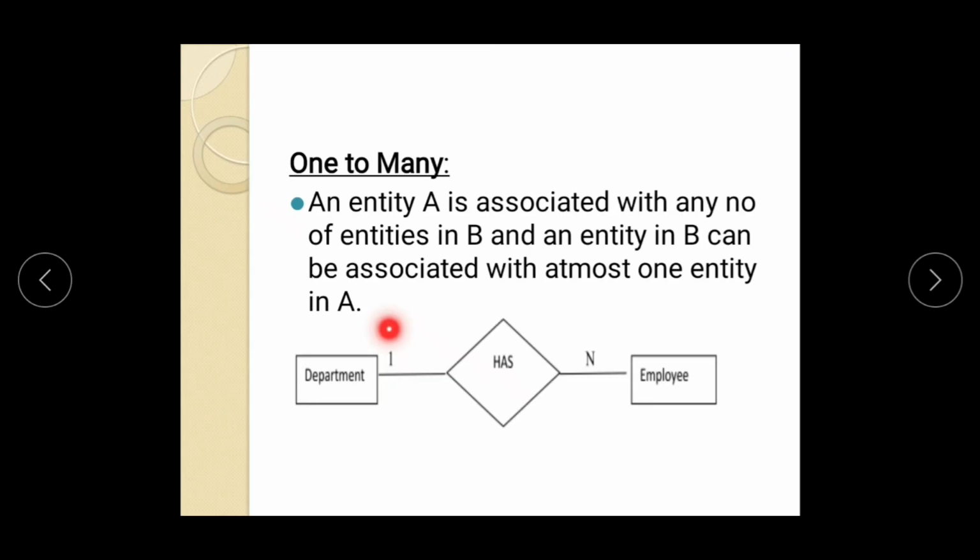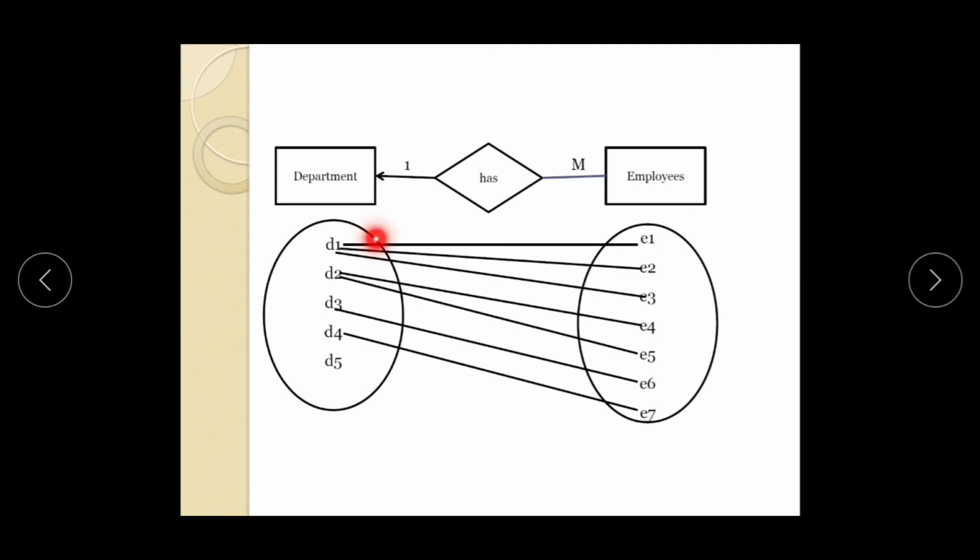Now in both ways we have to represent. Another example of the same, a different mapping figure is given here. A department can have many employees, and a single employee can be a part of only a single department. So look here, the entities are: department entity type having entities D1, D2, D3, D4, D5, and employee entity type having entities E1, E2, E3, E4, E5, E6, E7.